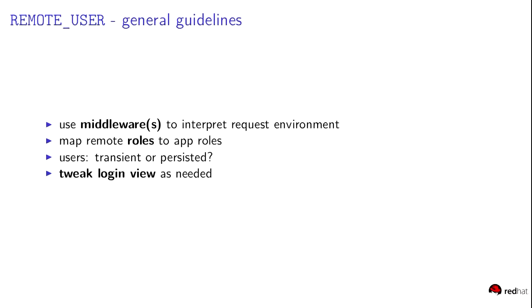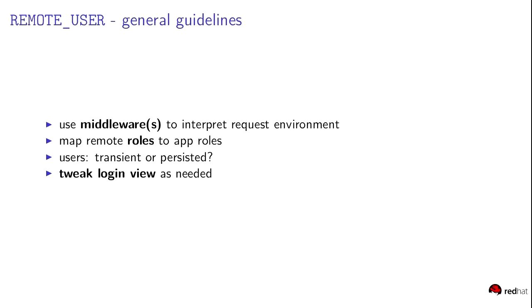The general guidelines, if you're not using a Python framework and want to let the web server do the authentication and just hand off environment variables to the application: basically you use middlewares to interpret the request environment, to build your user model, to establish the session, and so on. In those middlewares, you can map from the remote identity provider's role or group assertions into the groups or the roles that your application understands.